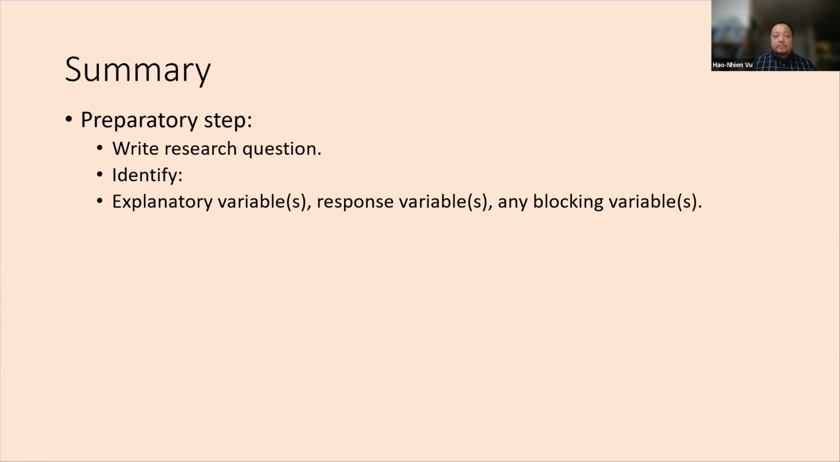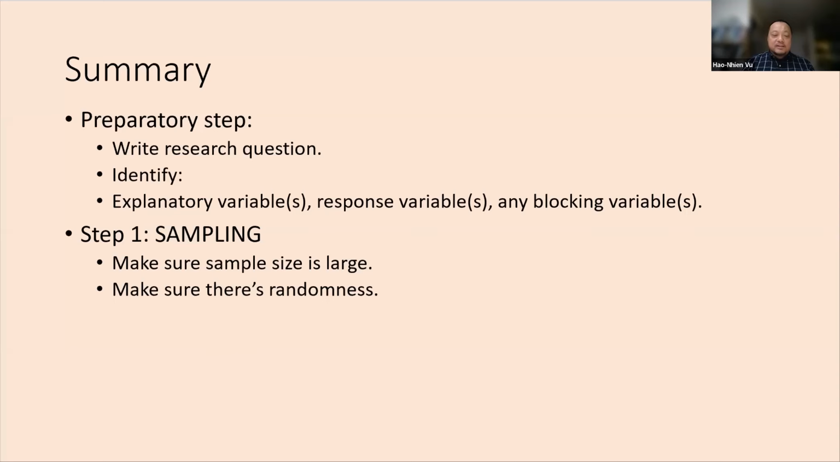Let me summarize. You need to start with the preparatory step where you write the research question, and from there you identify the explanatory variables, the response variables, and any blocking variables. You can save the blocking variables for later, but might as well do it at the beginning. In step 1, you need to do sampling. When you do sampling, make sure your sample size is large and make sure there's randomness.